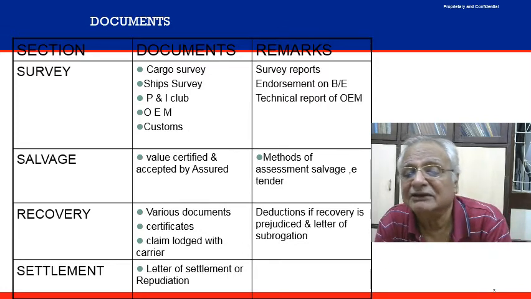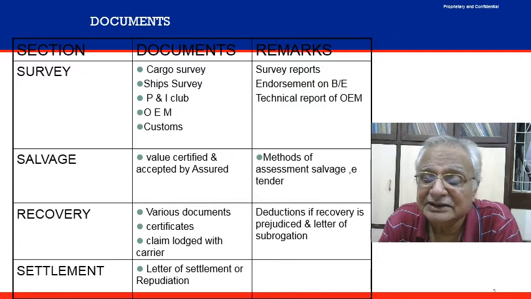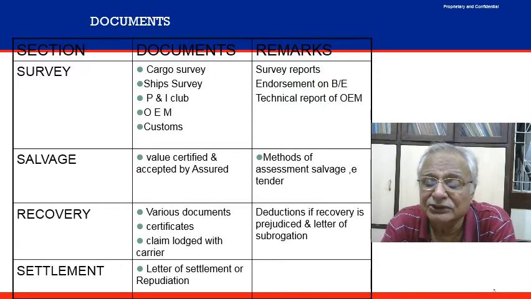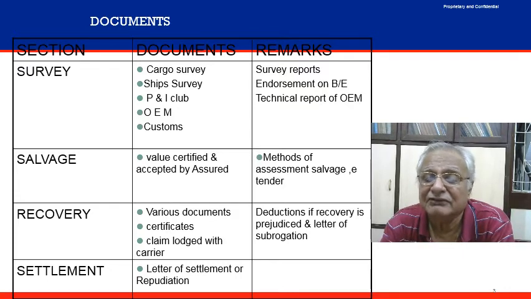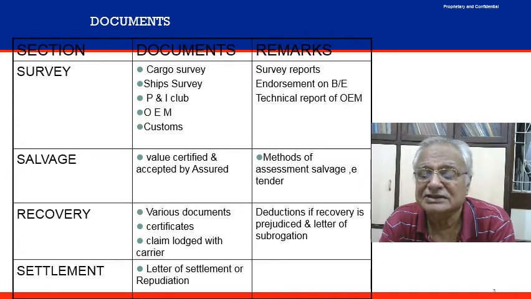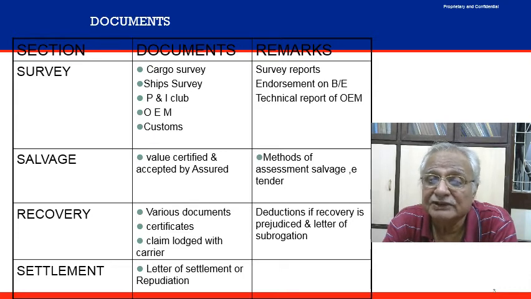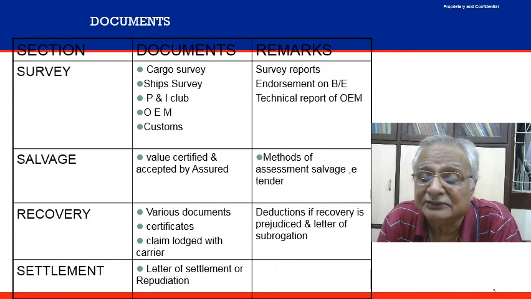Then there is recovery. Recovery from whom? Recovery from the carriers. We have already discussed this, and a separate module is devoted to recovery, where various documents are required. Whatever documents I am giving you information on in this set, the majority of these documents are required, but without a ship survey report, or a survey report from the airport, or a segregation report, etc., there cannot be any recovery.